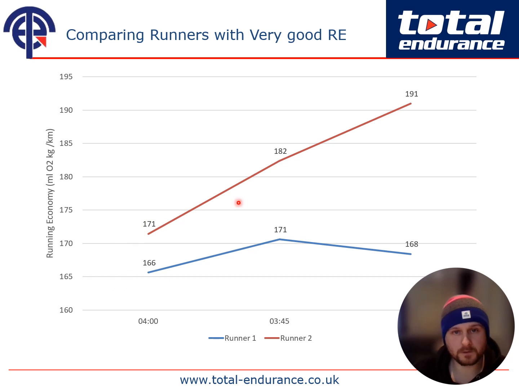Whereas runner 2, we see needs a lot more oxygen to run those speeds, or is using a little bit more oxygen to run those speeds. But they're both good. So when we look at that, in theory, we would expect that runner 1 is a better runner because runner 1 is more efficient, and efficiency is good. Now again, these are two very efficient runners, so it's basically comparing a very, very efficient runner to a very efficient runner.